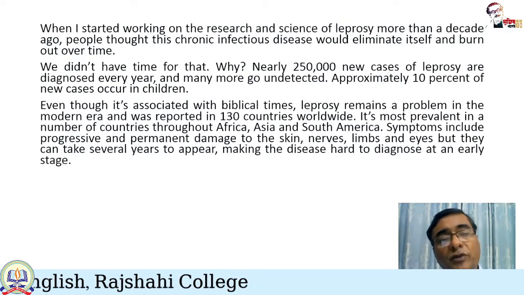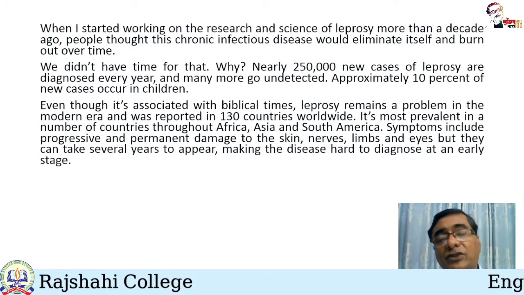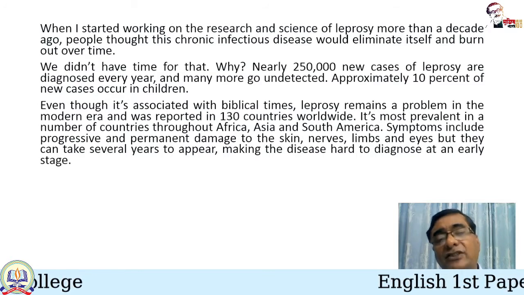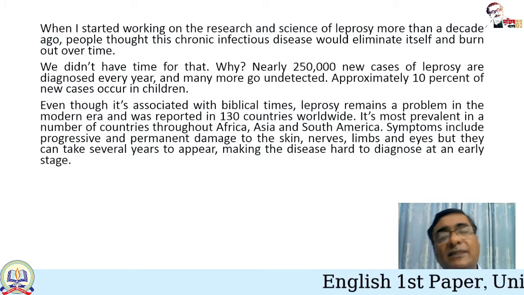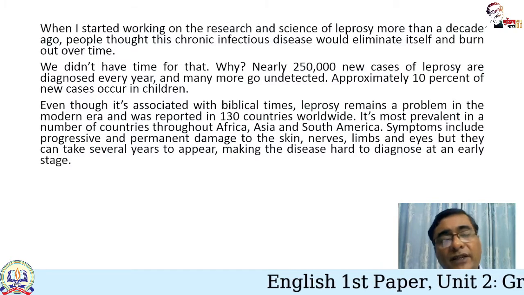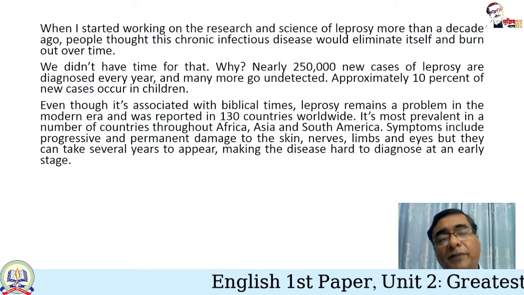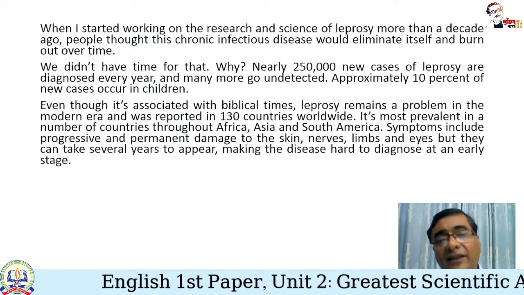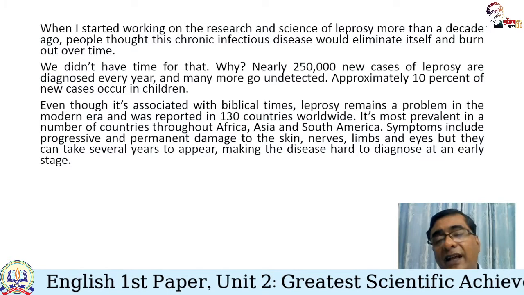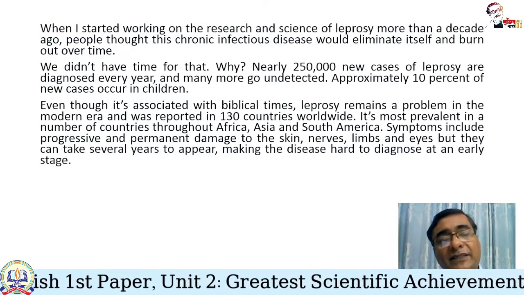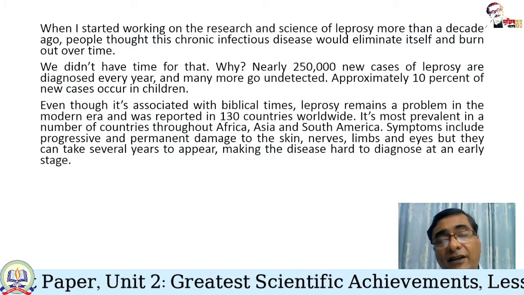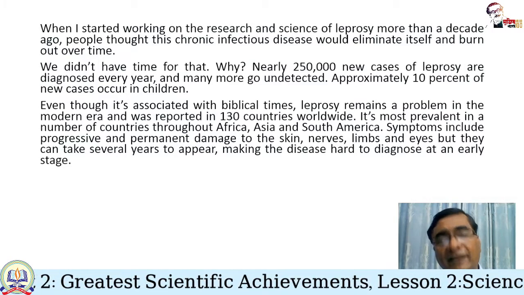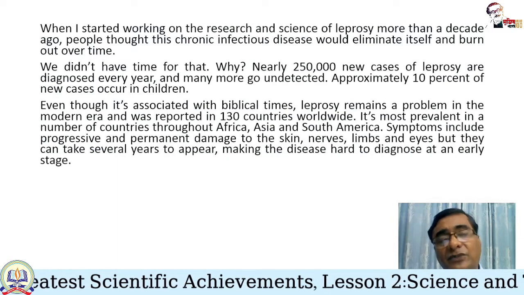Symptoms include progressive and permanent damage to the skin. So now we get to know about the symptoms and signs of leprosy. What are the signs and symptoms of leprosy? The symptoms include progressive, I mean developing, and permanent damage to the skin. So it creates damage to the skin, nerves, limbs, and eyes. But they can take several years to appear. So it starts affecting different organs secretly and silently, and it takes several years to appear.